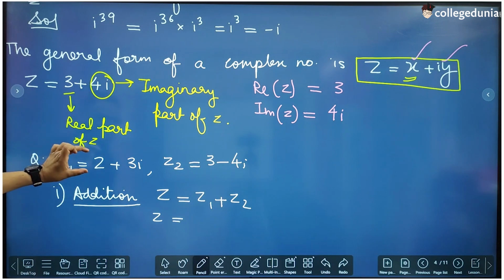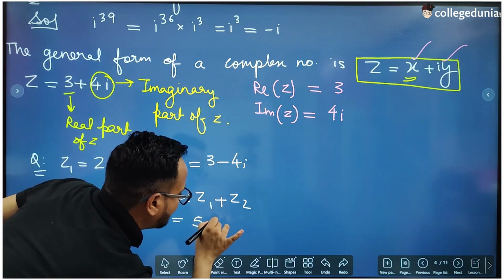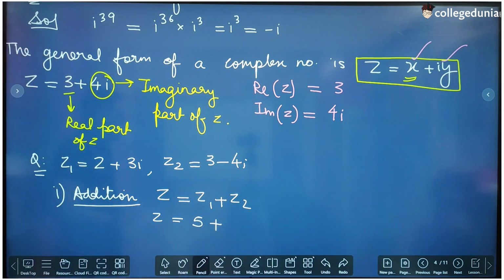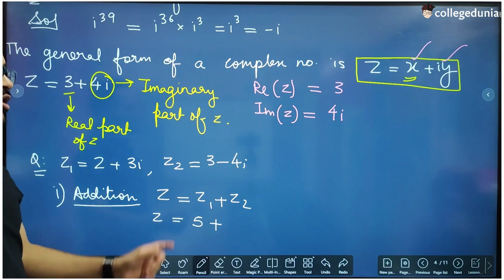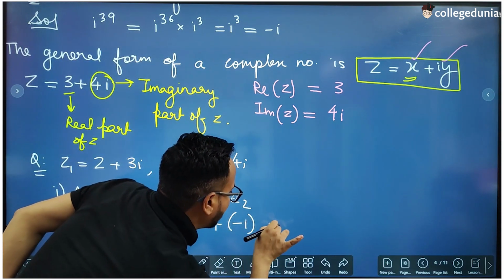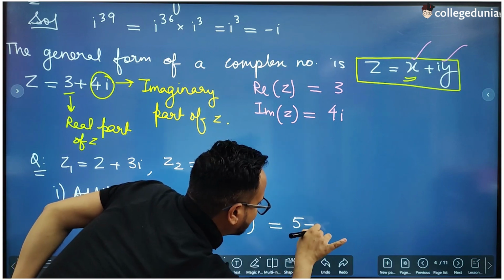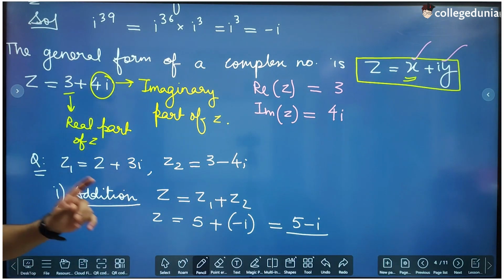Now add real part to real part. 2 plus 3 will give you 5, plus add imaginary part to imaginary part. If you add 3i to minus 4i, you are going to get minus i. So this is minus i. So after addition, the complex number which comes is 5 minus i. Okay.